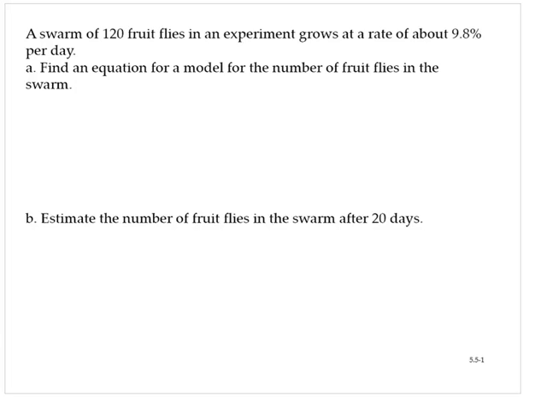A swarm of 120 fruit flies in an experiment grows at a rate of about 9.8% per day. Part A. Find an equation for a model for the number of fruit flies in the swarm.